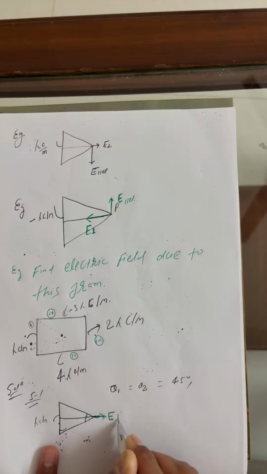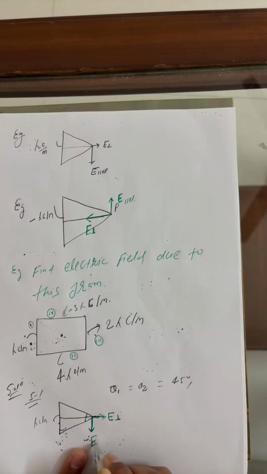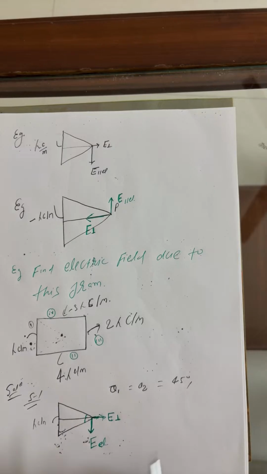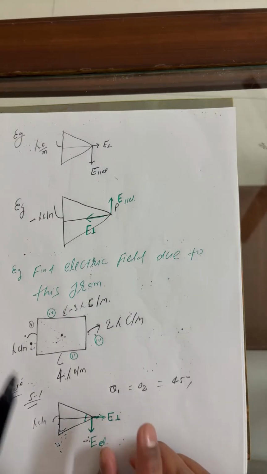This is what direction? You can say E perpendicular. This is beta. You can say direction. E parallel. E parallel, beta. Okay, so first I wanted to find E beta.